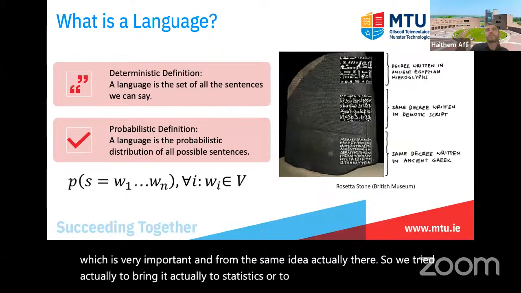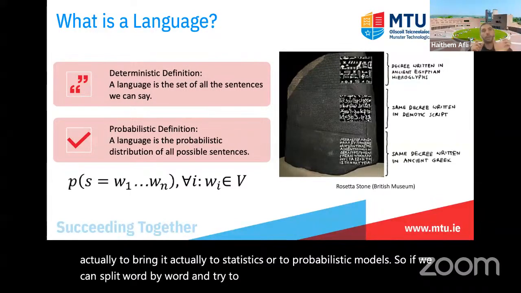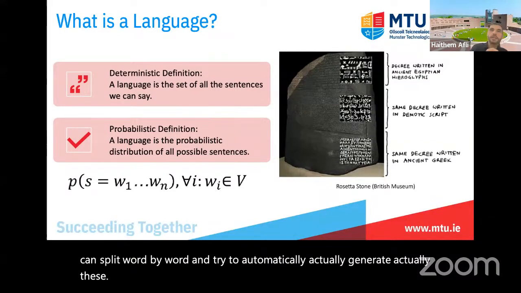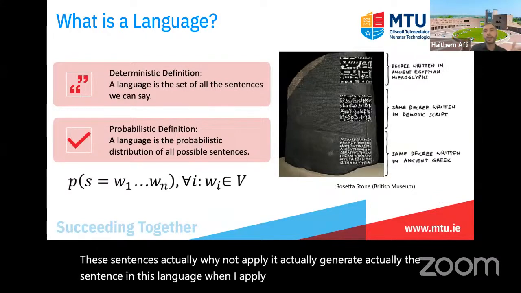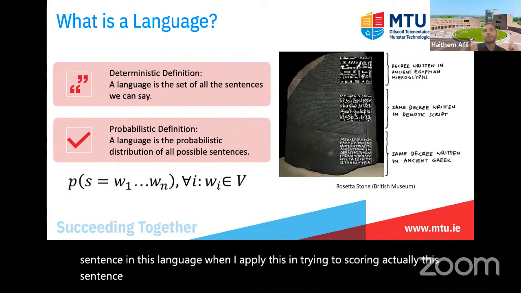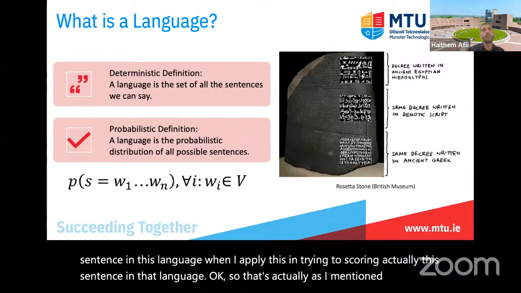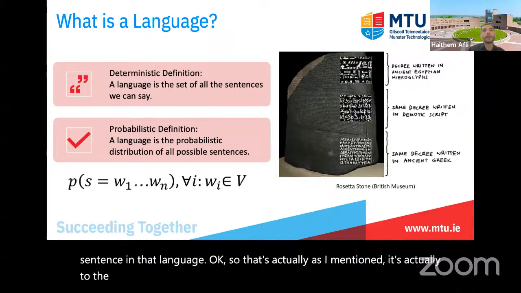And from the same idea, we tried to bring it to statistics or probabilistic models. If we can split word by word and try to automatically generate sentences in this language, why not apply this to scoring sentences in that language? So as I mentioned, that led us to what we call language model technology.